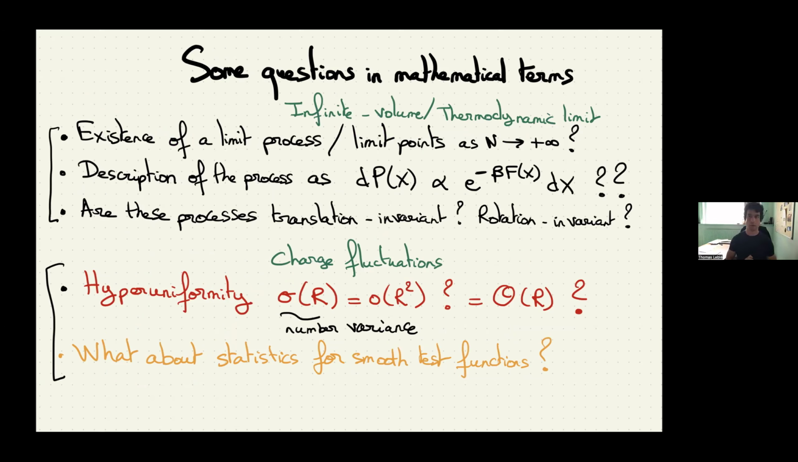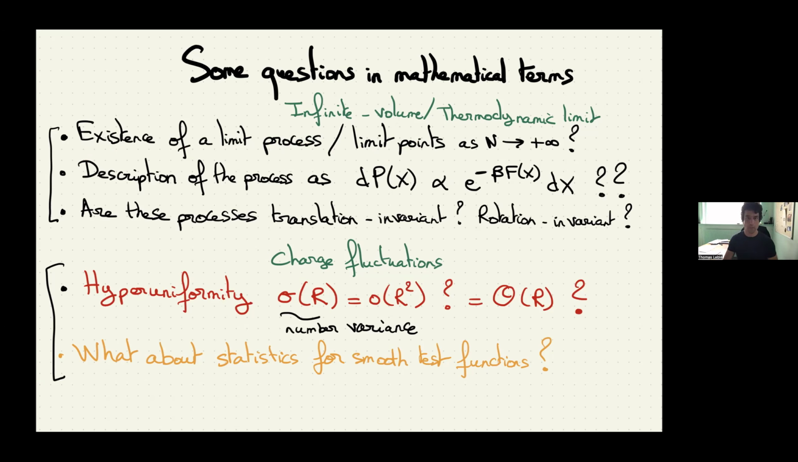Let me add some more questions which are more mathematical, so maybe the physicists would not be so excited about them, or just reformulations of what I've just said. Existence of a limit process is something I've talked about. You could be a mathematician and say, okay, maybe there is no limit, but there are limit points to this model. Maybe it doesn't converge, but up to subsequences, that would already be good, when you take the infinite volume or the thermodynamic limit, so N goes to infinity.